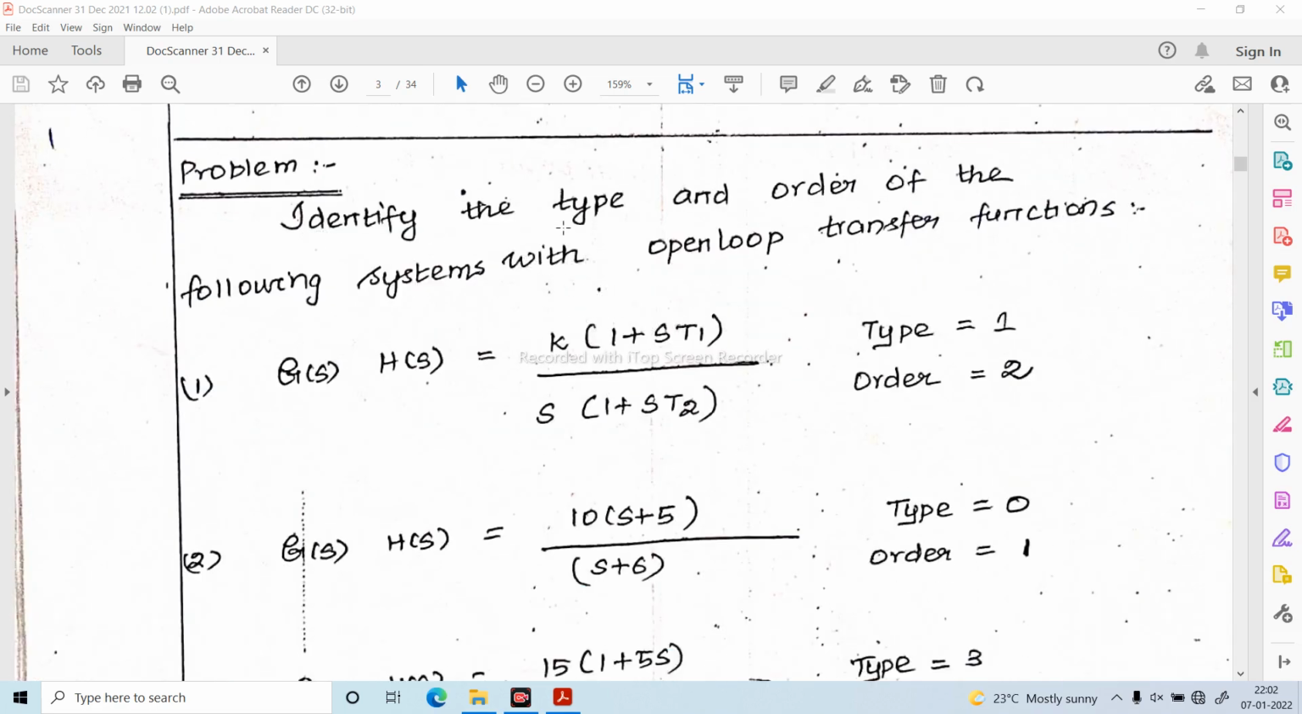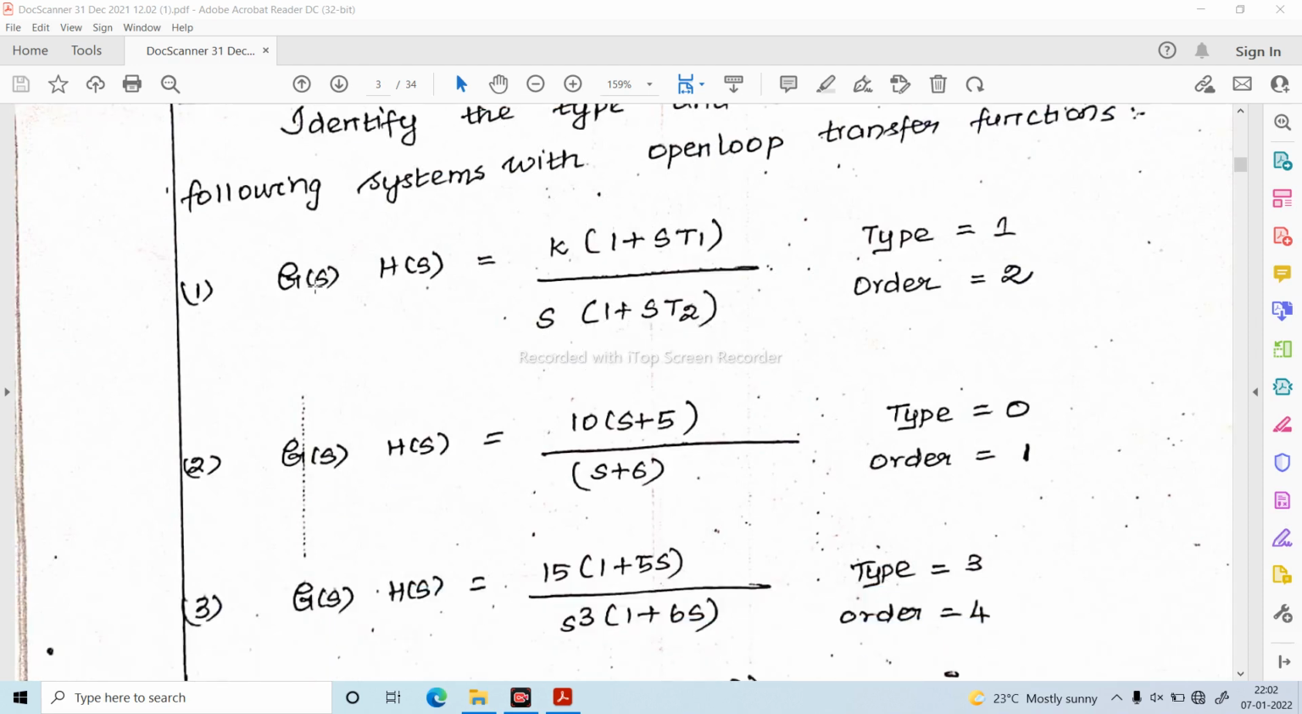The first one, identify the type and order of the following system with open loop transfer function. See the problem number 1, g of s into h of s equal to k into 1 plus st1 divided by s into 1 plus st2. See, what is the order of the system? The highest power in the denominator, that is known as order. So s into s, that is s square, order equal to 2. And what is type of the system? The power of separate s or the pole at the origin is known as type. Here the power of separate s is 1, so type equal to 1.